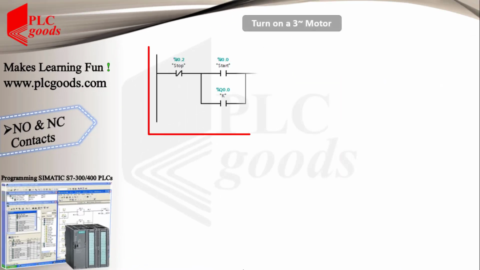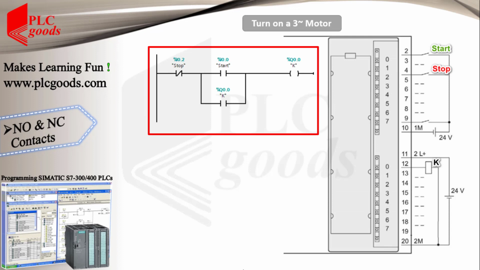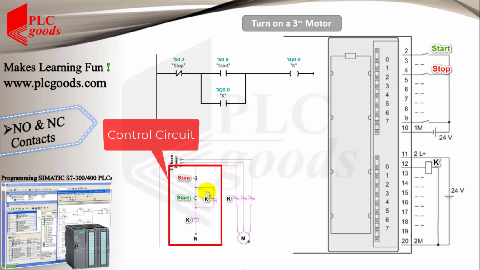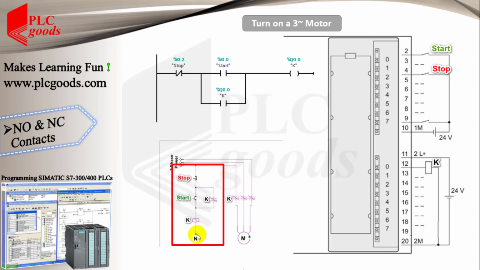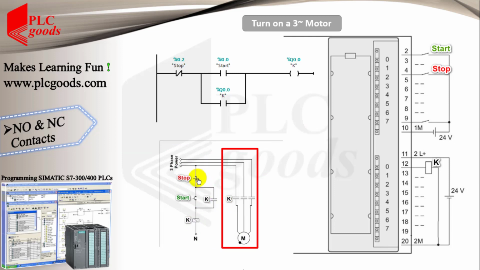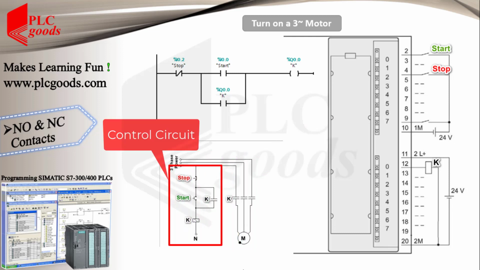Alright, let's start with this program, which was tested already. At the bottom, you can see its equivalent industrial circuits with relays. As you see, it includes a control circuit and a simple power circuit to turn on a three-phase motor. As you may know, PLCs are an alternative to implement industrial control circuits, not power circuits.